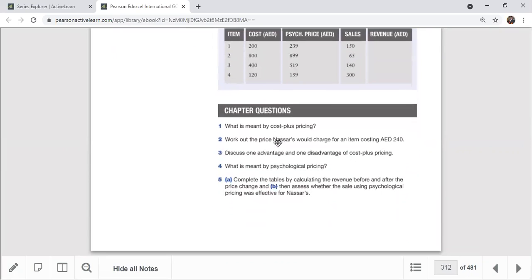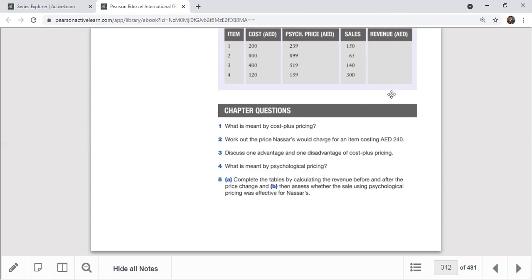So they're asking 5 questions. What is meant by cost plus pricing? Adding a percentage of markup to the cost. Work out the price Nassar could charge on the item costing 428 for 240. Discuss the advantages and disadvantages of cost plus pricing. The advantage of cost plus is that it's easy to calculate. The disadvantage is that it ignores the market conditions. What is meant by psychological pricing?